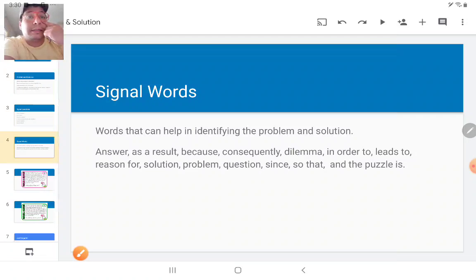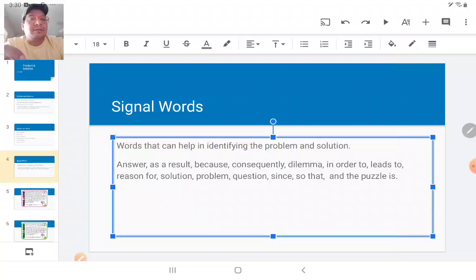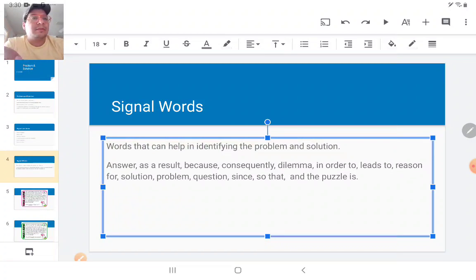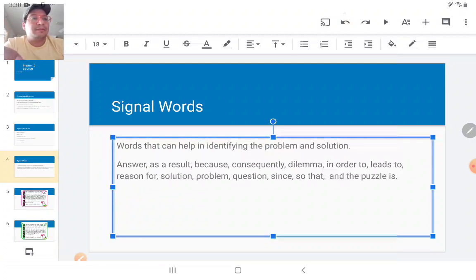Our next slide says, what are signal words? Signal words meaning what words can I use to identify the problem or to identify a solution in there, right? Words that can be used to identify the problem and solution are, for example, why is that moving? So we go undo that.